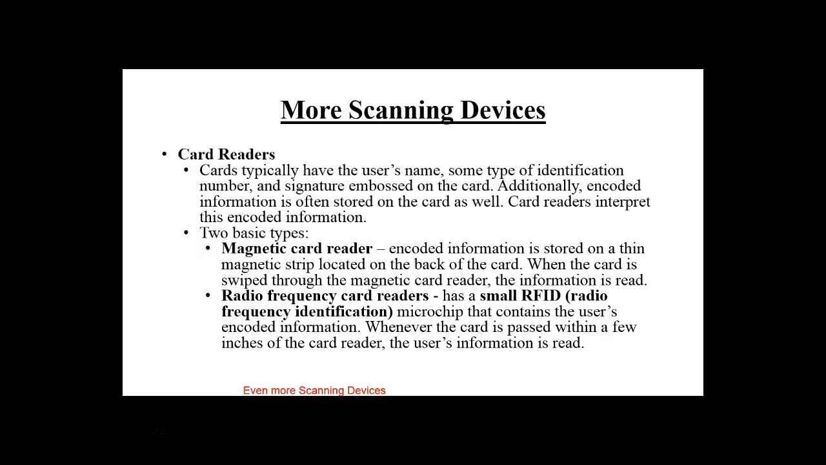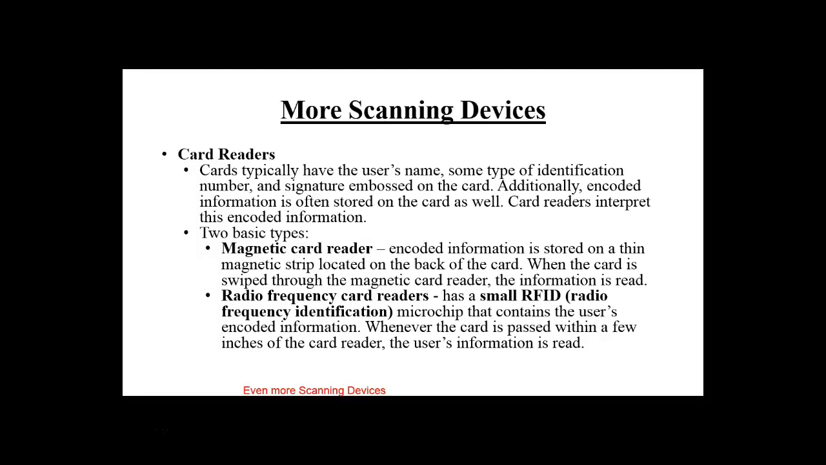Some other types of scanning devices include card readers. Card readers typically have the user's name, some type of an identification number, and a signature embossed on the card. Additionally, encoded information is often stored on the card as well. Card readers interpret this encoded information. So there's a couple of different types.